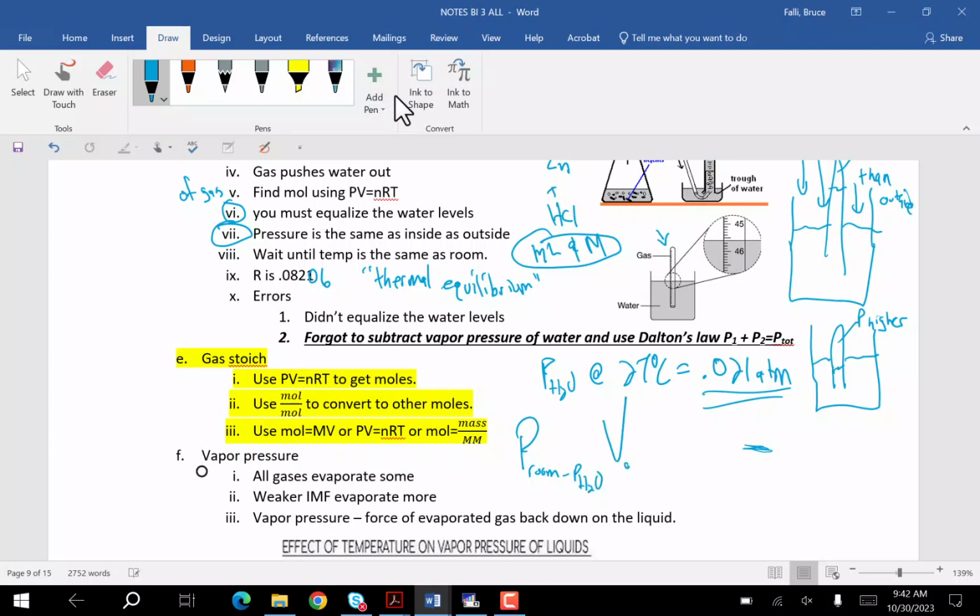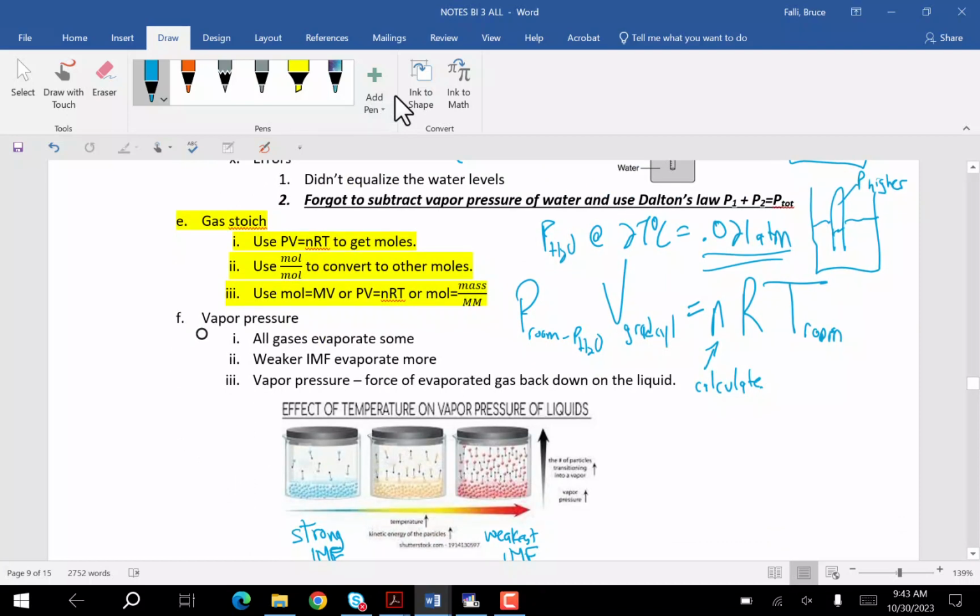The volume comes from the graduated cylinder. Equals n, R, which is what we have, and then T, the temperature of the room. Okay, and we're going to calculate that. So hopefully that makes sense. All right, gas stoich. We're going to use PV equals nRT to get moles, use moles over moles to convert to other moles. And just again, the different moles we can have here: moles equals molarity times volume, or PV equals nRT, or moles equals mass over molar mass.